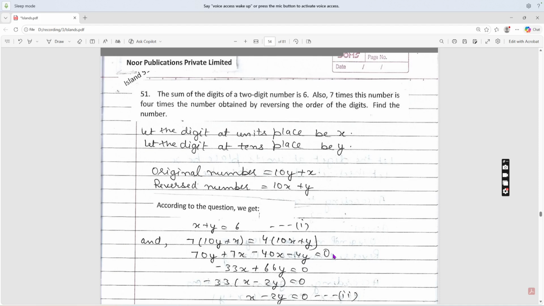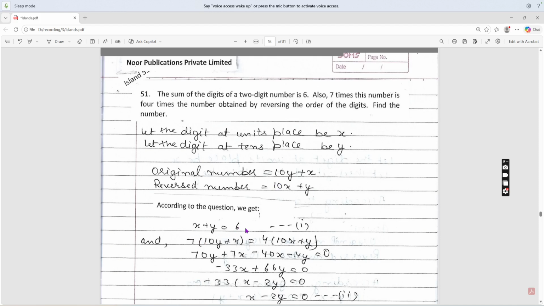And the original number would be 10y plus x, because whatever the digit at the tens place, we have to multiply by 10. And at the unit place we need not multiply by any number because it is at the unit place, or we can multiply it by 1. Even then the answer would be 1 into x, that is x. So the original number would be 10y plus x, and the number obtained by reversing the digits, that is called the reverse number, is equal to 10x plus y.